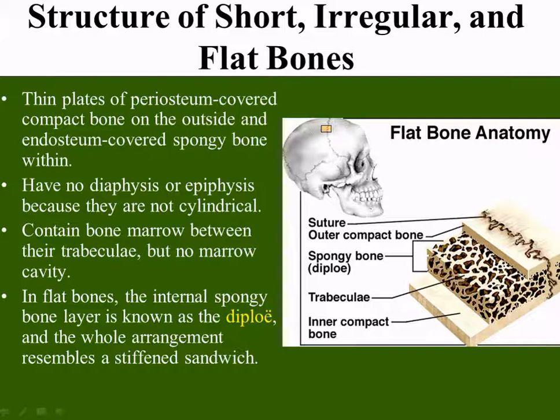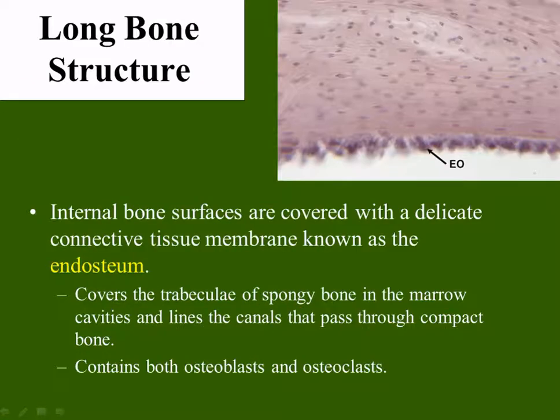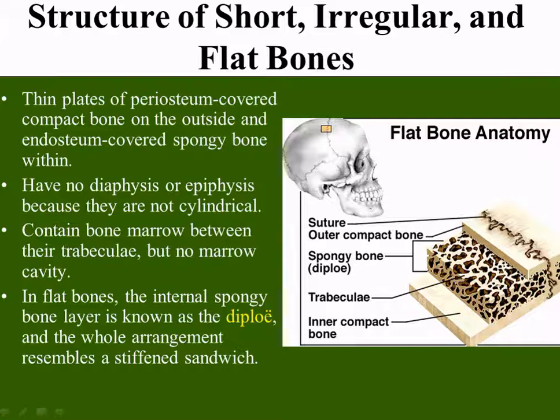Okay, next one. Oops, did I skip a slide? Nope. Those are the major parts of the long bone. Now the structure of the short, irregular, and flat bones. They look very similar because they have a compact bone on the outside. They have spongy bone too, but they're completely missing the cavity, which makes them very distinctive. So the short, irregular, and flat bones don't have a medullary cavity. They have spongy, they have compact, but they're missing that medullary.